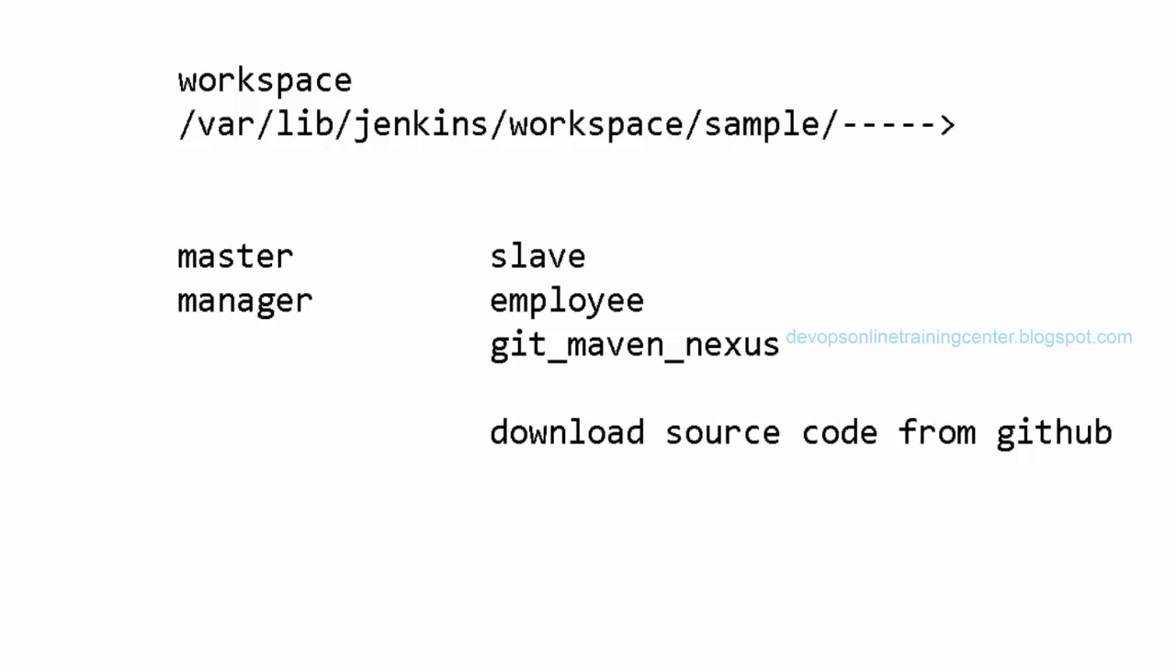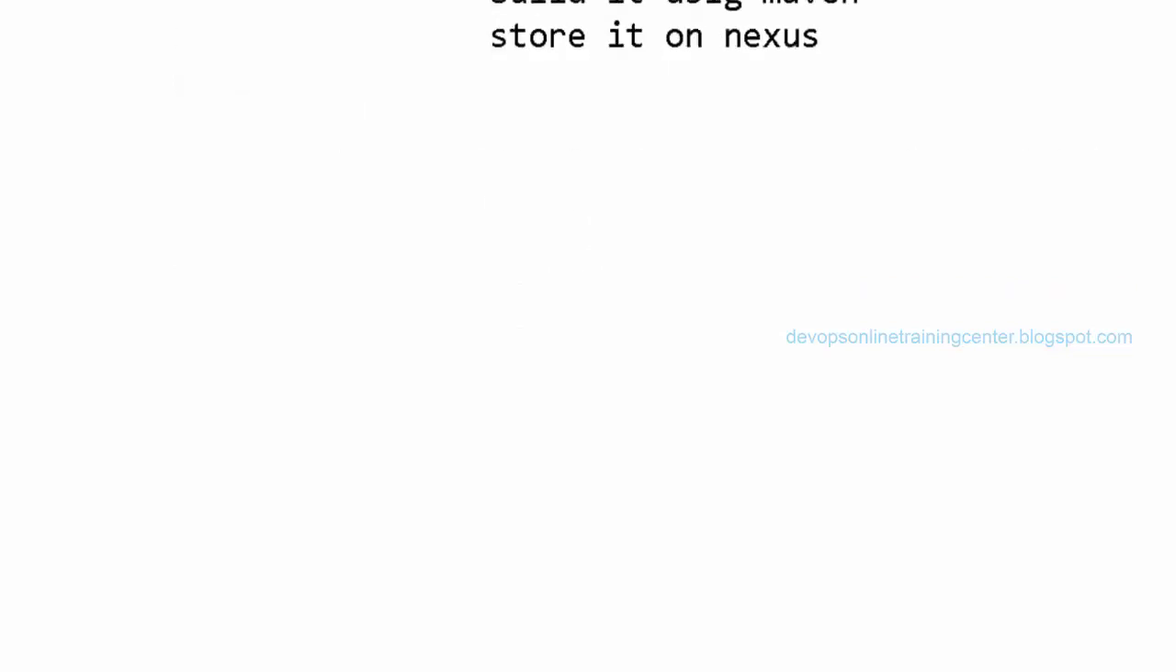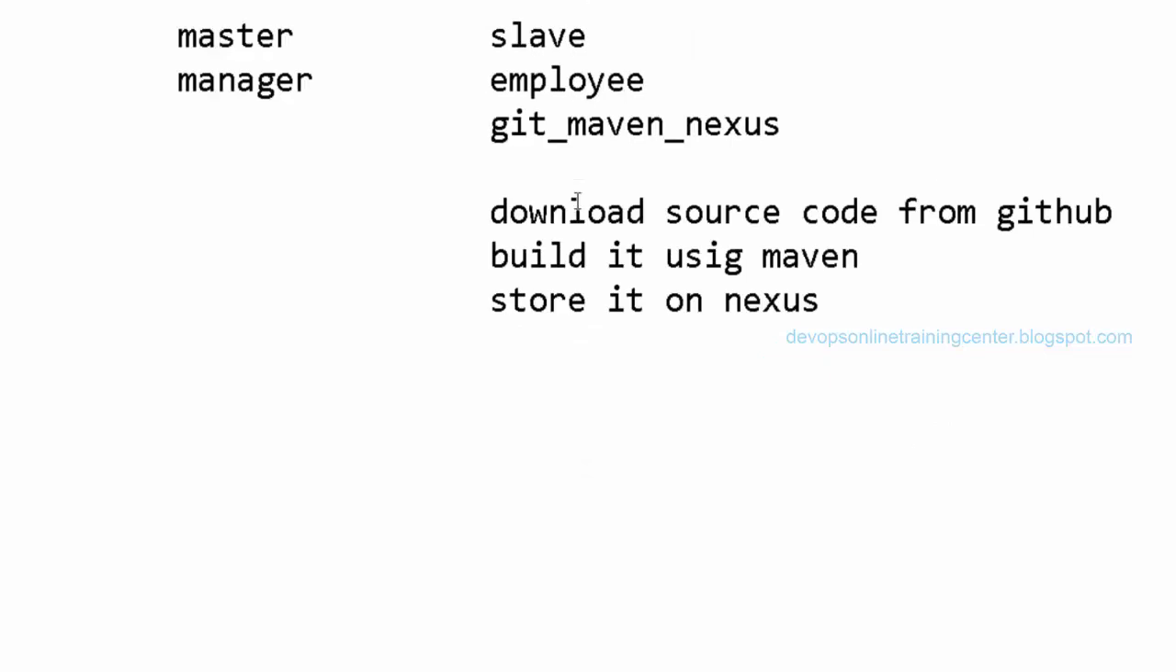This is what we are instructing Jenkins to do: build it using Maven and store it on Nexus. This is what we are doing in the job, right? Download the source code from GitHub, build it using Maven, store it on Nexus. When I say download from GitHub, it has to be stored somewhere on Jenkins, right? So where is it storing on Jenkins?